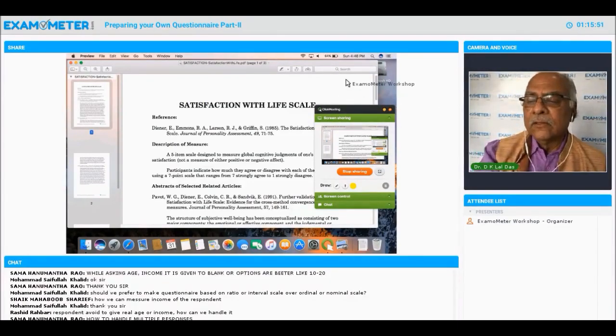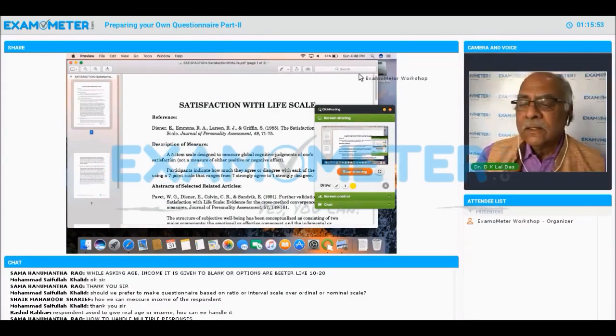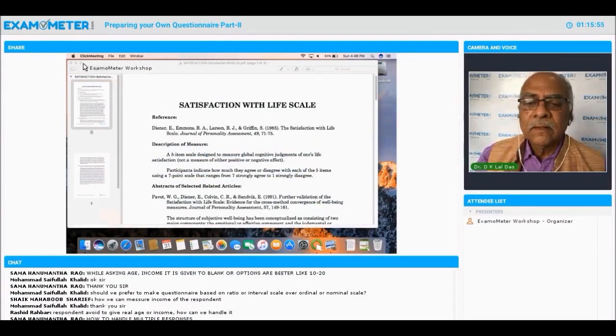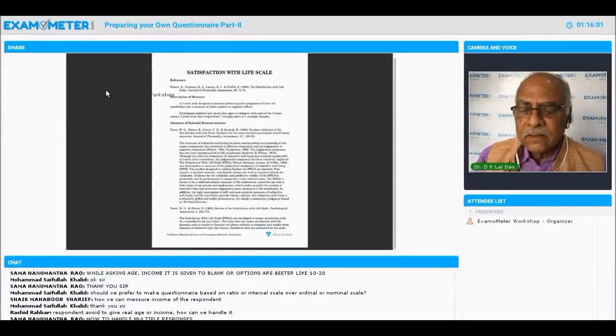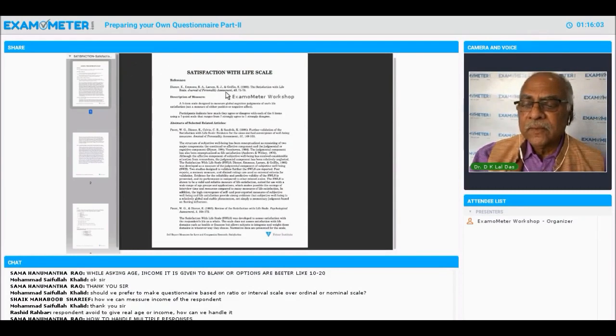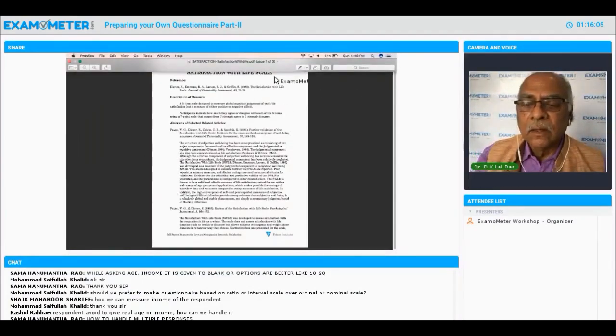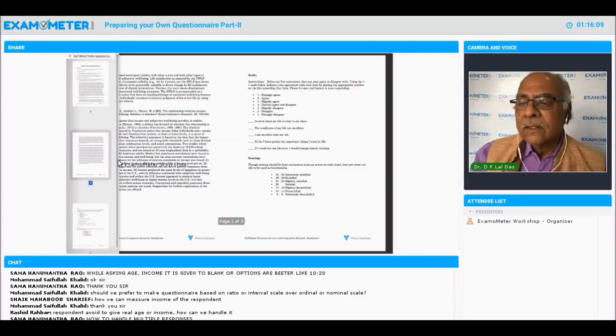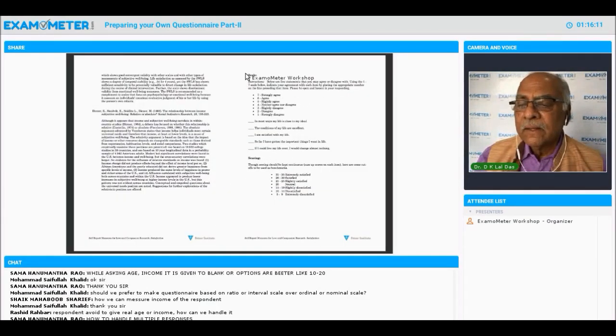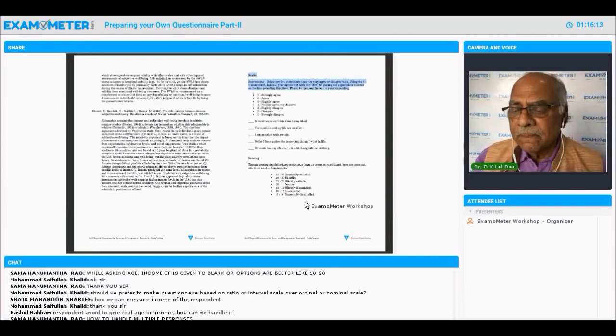No, this you can put in the full screen. Yeah, you can see here. Just do it. Next page. Left side. Now you can see here, right side. There is a small scale.